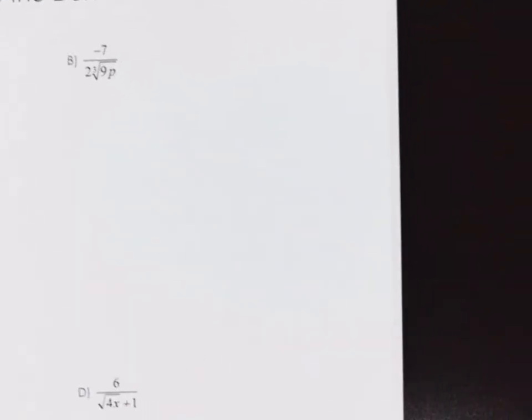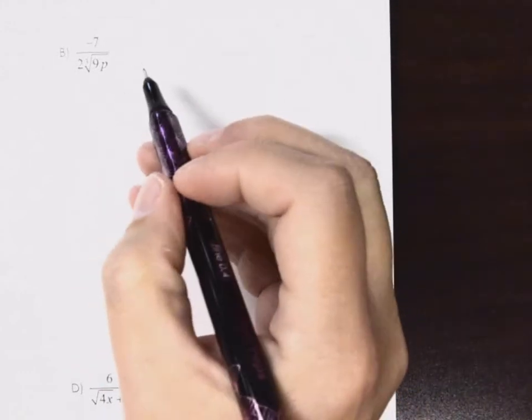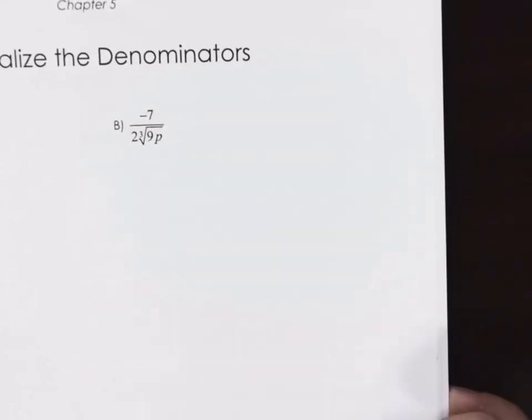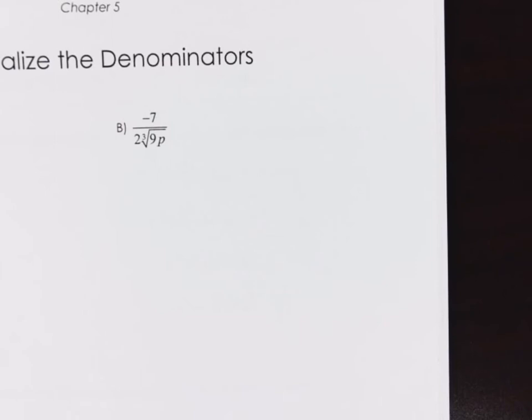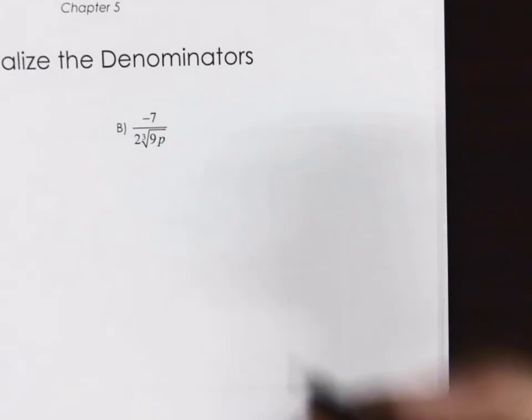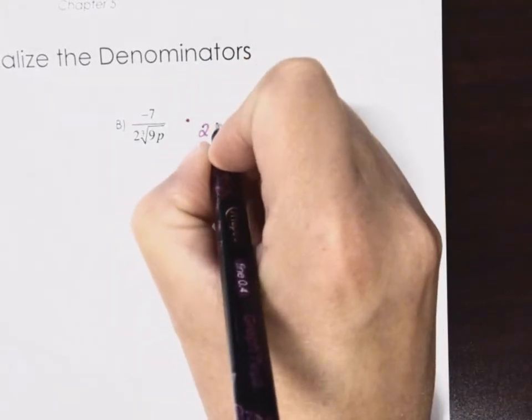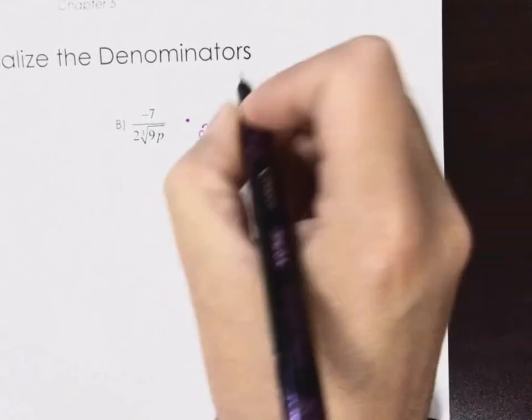Okay, flipping over. I want to do this one together, B. What kind of root is this one? Cube root. So, if I have a cube root, what's the opposite to cubing something? Or cube rooting something? Cubing. Okay, see, I gave the answer away. I'm not very good at this game. And what did we say we were going to do? We were going to multiply the entire fraction by the denominator. So this would be the cube root of 9p.